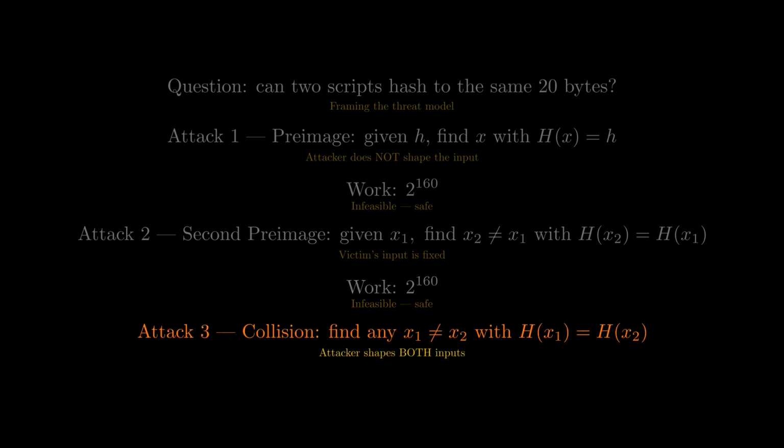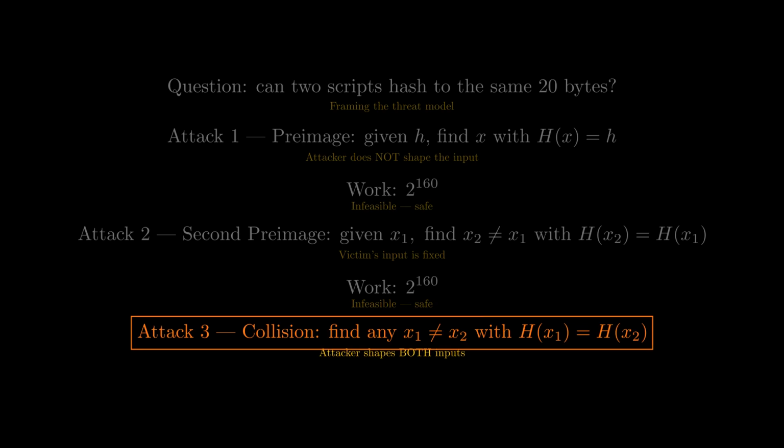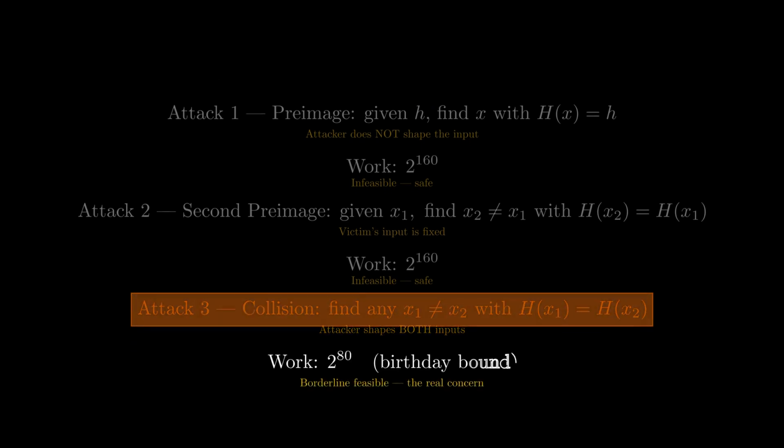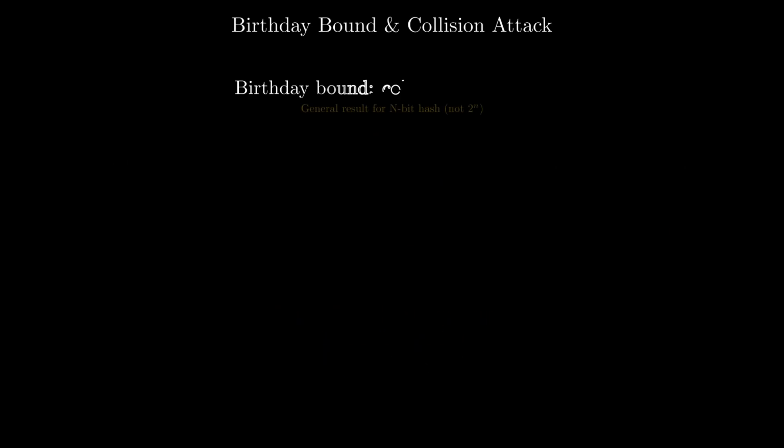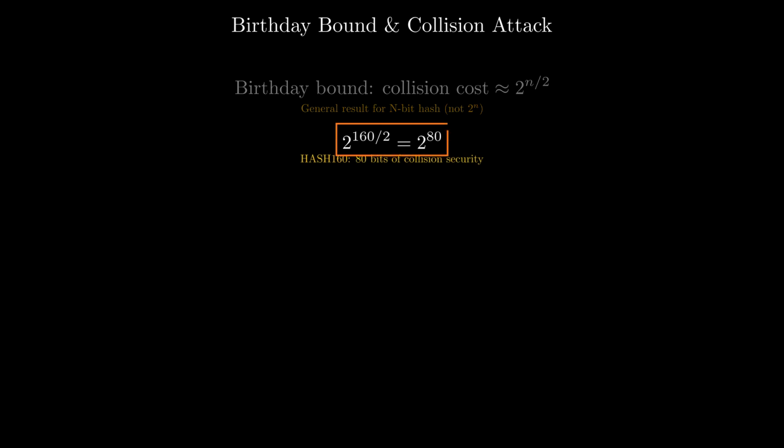Still safe. But then there's collision resistance. Here, the attacker influences the input itself, searching for any two inputs at all that collide. Thanks to the birthday bound, this takes only about 2^80 operations. That is a dramatically smaller number, and it is the one we have to worry about. That gap comes from the birthday bound, a classic result stating that finding any collision in an n-bit hash takes roughly 2^(n/2) work, not 2^n. For our 160-bit HASH160, that's 80 bits of collision security, not 160.